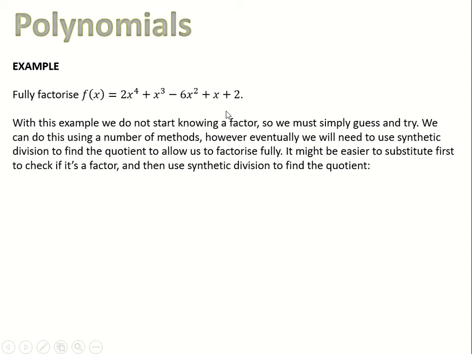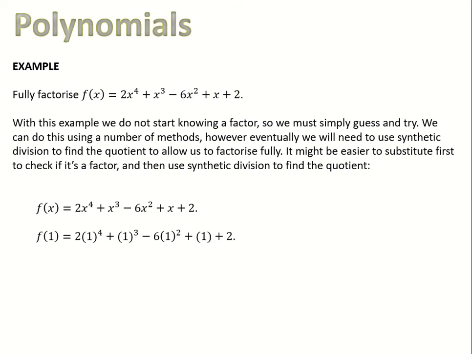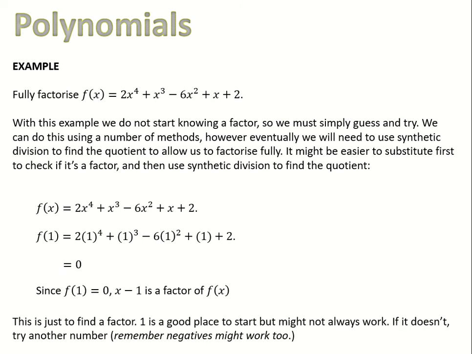So just try things like 1, minus 1, and then 2, minus 2, until you get there. This one luckily works out with 1. So by substituting the x's for 1s, we work out that the whole thing equals 0. So that tells us that it is a factor. Since f of 1 equals 0, x minus 1 is a factor of f of x, in which case we can use that as the basis for our synthetic division.